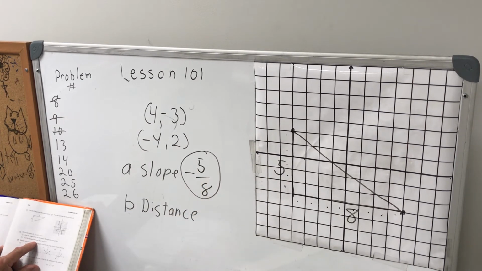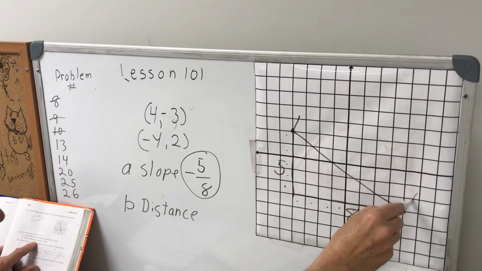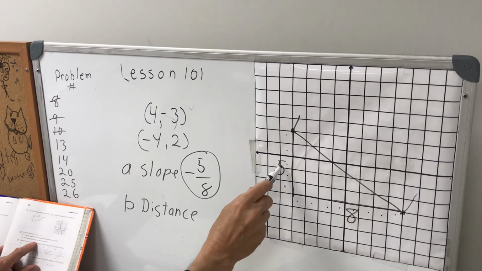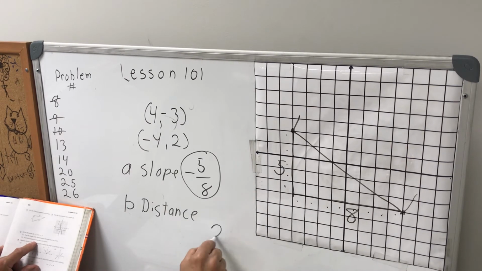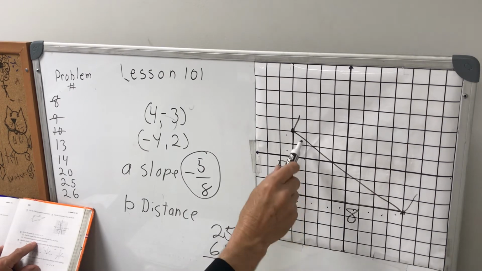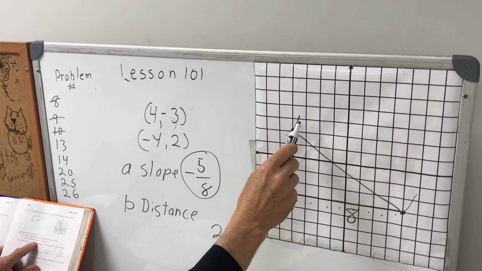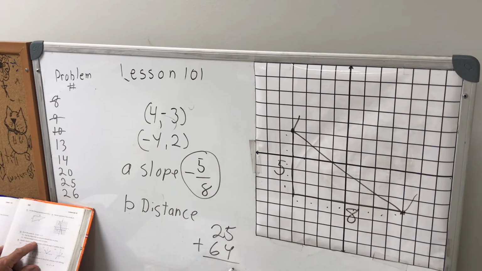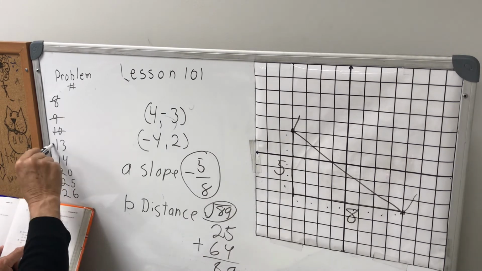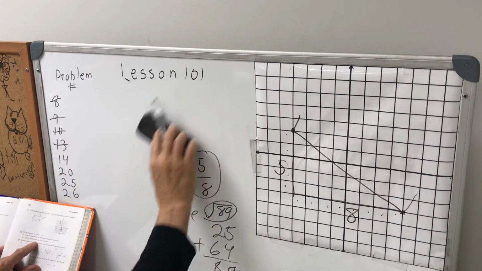This is the slope. The distance, what we're actually doing is finding the hypotenuse. So it's going to be the square of this, which is 25, and the square of this is 64. Because we're finding a hypotenuse, we add these together. 89. Can you reduce 89? You cannot, so it's the square root of 89. That is 13.